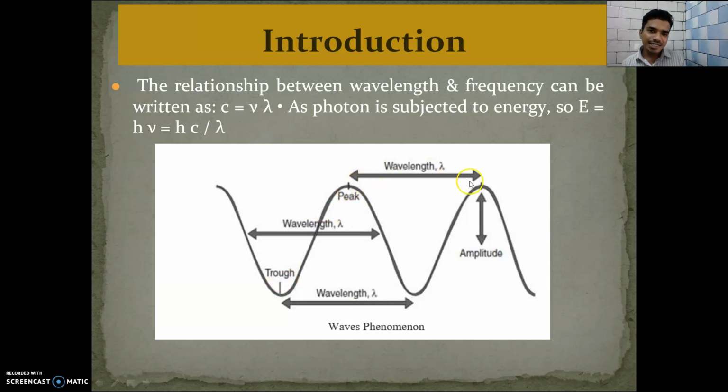So this is the wavelength, and these are the two nearest components, known as the wavelength. Then the relationship between the wavelength and frequency can be written as c = νλ. A photon is subject to energy, so E = hν = hc/λ. So we come to know this relation.